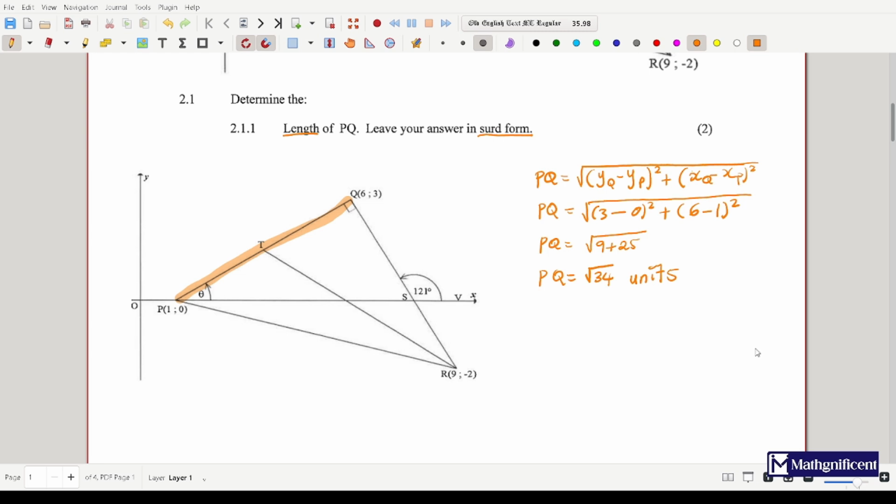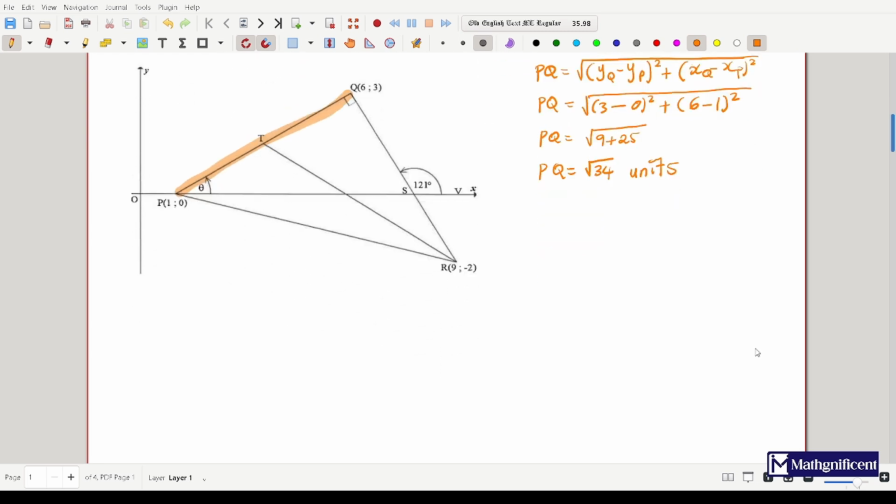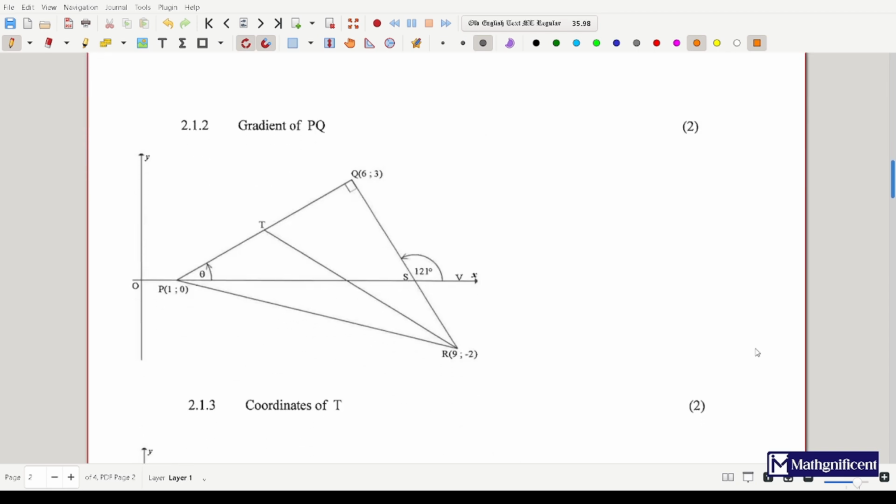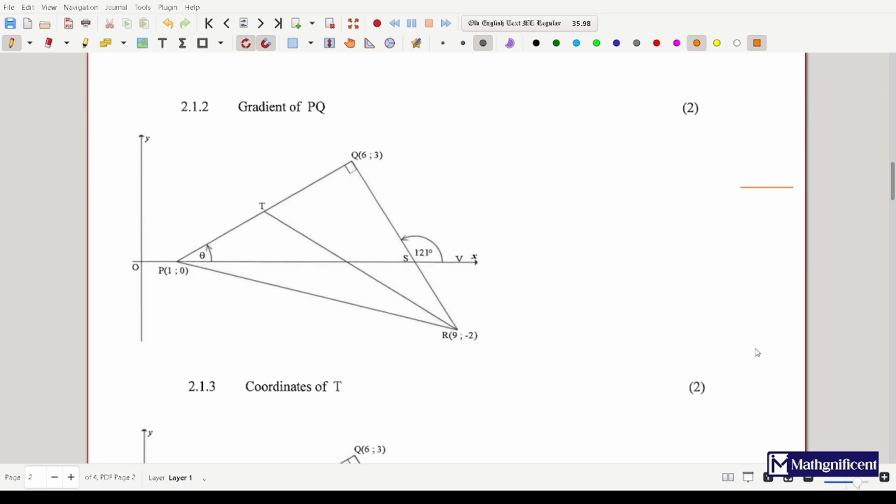So now let's move on to 2.1.2. So this is what we have here. 2.1.2 says that we should determine the gradient of PQ, right? We can see that it's still the same line that we had in our previous question. So for now we should determine the gradient of PQ, which is that line there.